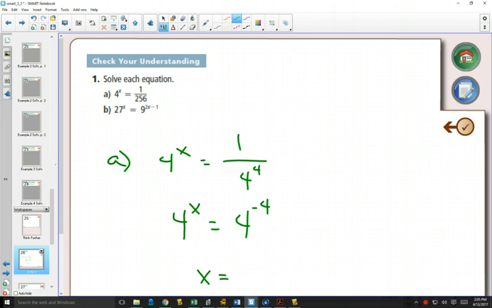Okay? So if the bases are the same, 4 to the x equals 4 to the negative 4, then the exponents have to be the same. So we're able to say that x, just by observation, x is equal to negative 4.